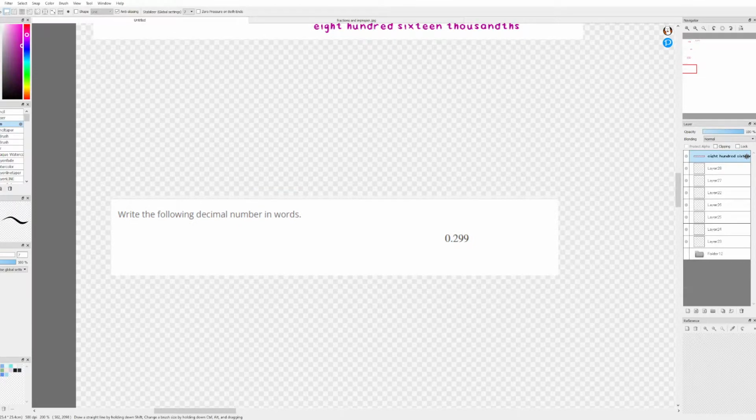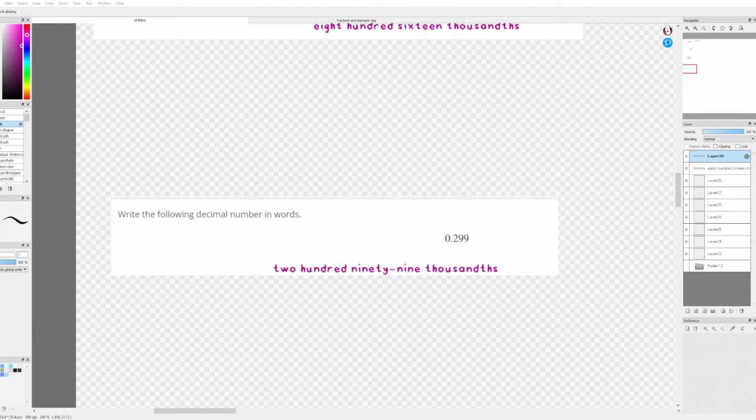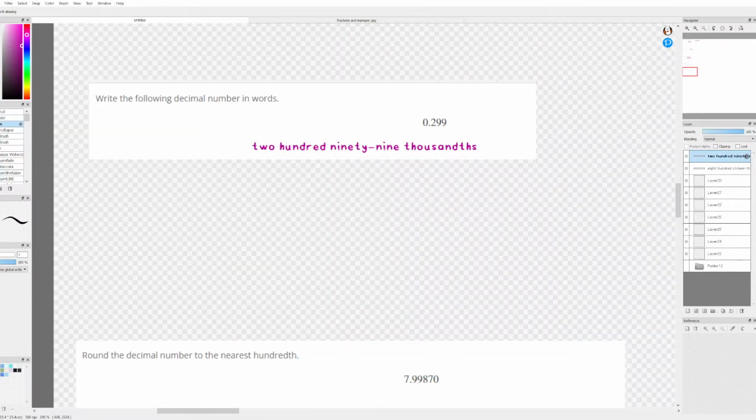This one is asking us basically the same thing. Write the following decimal number in words. 29-9 thousandths. Basically the same conventions with the dash and stuff. Yeah, sorry.